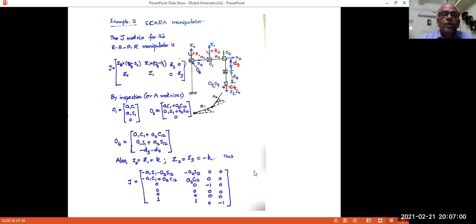We'll look at one more example. This example is reasonably simple. Again, this is a SCARA manipulator. It has all the rotation axes vertical. These two are upwards, these two are downwards. This is rotary, prismatic, and rotary again. Okay. So in this, Z0, Z1 are 0, 0, 1, and Z2, Z3 required are 0, 0, minus 1 because they're downwards.